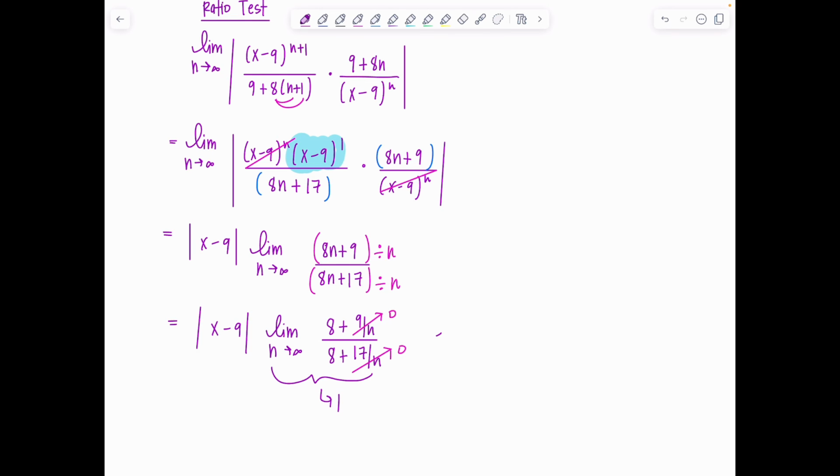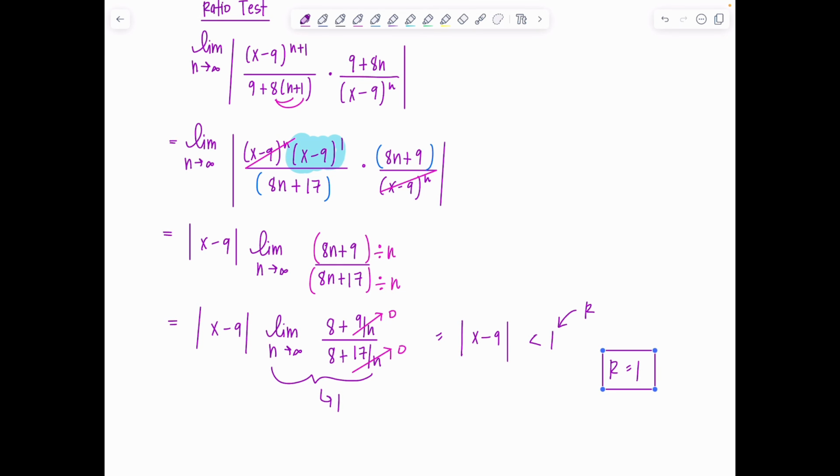So now I'm just left with the absolute value of x minus 9 times 1. And I require that to be strictly less than 1. That right there is my radius of convergence. Notice there's no coefficient on x. I don't need to multiply or divide by anything to get it by itself. This minus 9 means that the series is centered at 9. I'll show you in a second what I mean. But the radius of convergence in this case is 1.